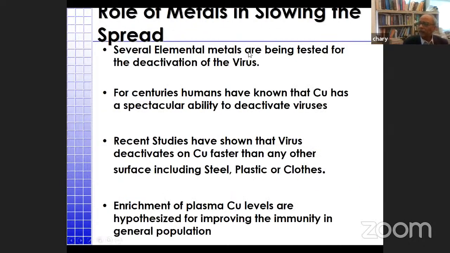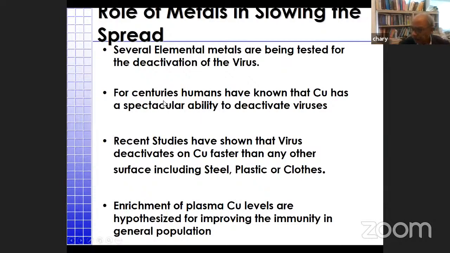Several elemental metals have been tested for the deactivation of the virus. Of all the elements that have been tested, apparently copper has a spectacular ability to deactivate viruses in a short period of time compared to stainless steel. If you look at your faucets or the fomites or the kitchen top surfaces, most of us have stainless steel surfaces. But stainless steel is known to keep the virus at least 3 to 4 days, and recent studies have shown that the virus can stay on stainless steel surfaces as long as about 3 weeks. So that is a very dangerous development.